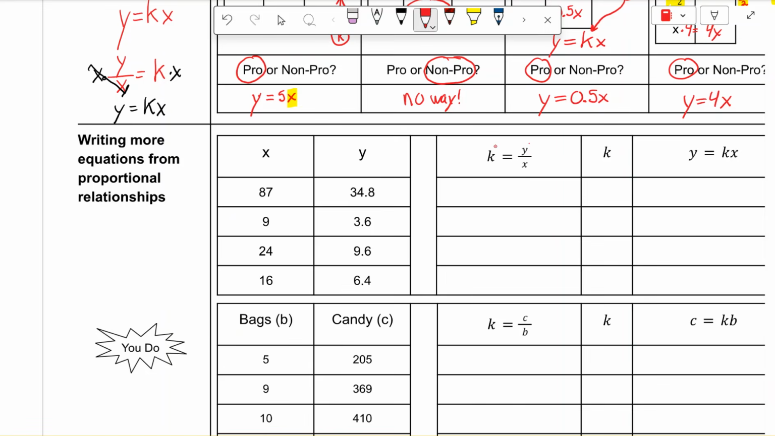Y over x is equal to k. So just turn that around. Y over x is k if it's not that way already. All right, so we're going to take our 34 and 8/10 and divide it by 87 on our calculators. And we're going to get 0 and 4/10. Now that's our k right here. So 0 and 4/10.